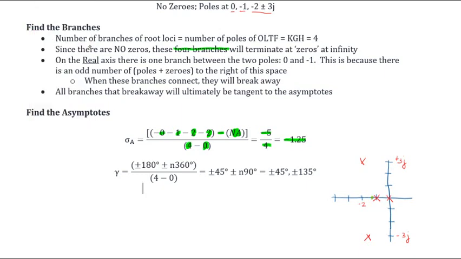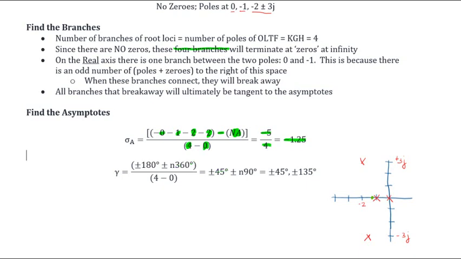And then the asymptote angle gamma, a very similar thing. You'll notice I replaced the 2 pi with a 360. You can use whichever one you want, but we're going to divide plus or minus 180 plus or minus n 360 by 4 minus 0. And 180 divided by 4 is 45.